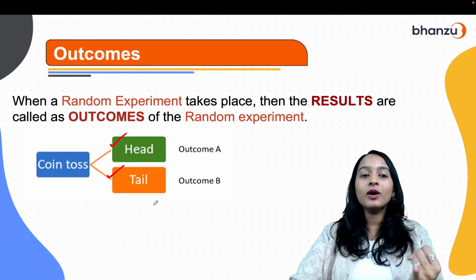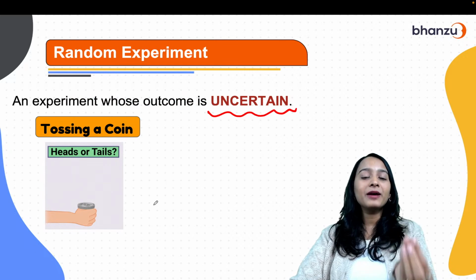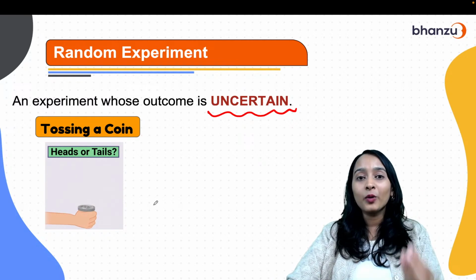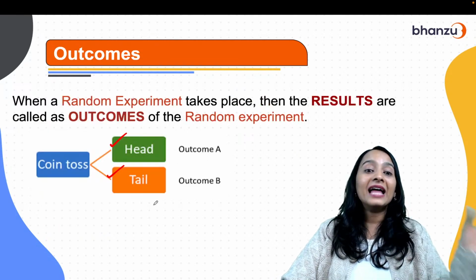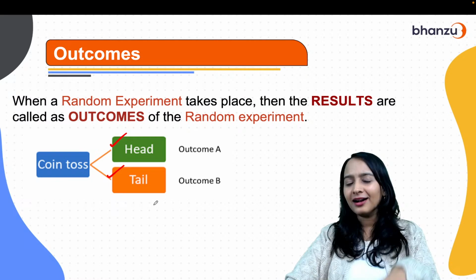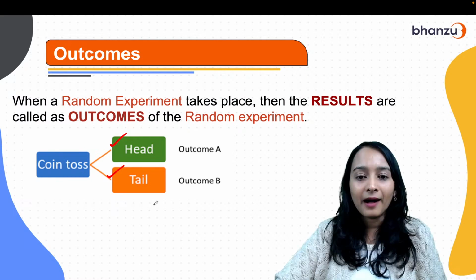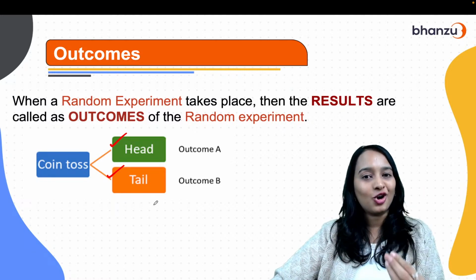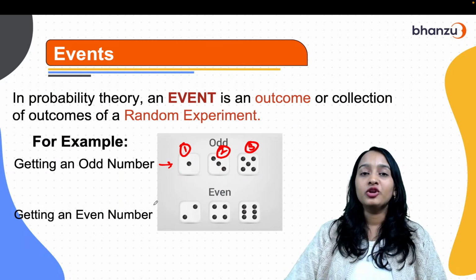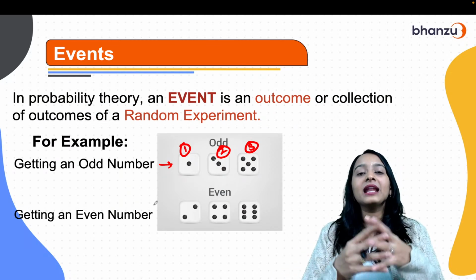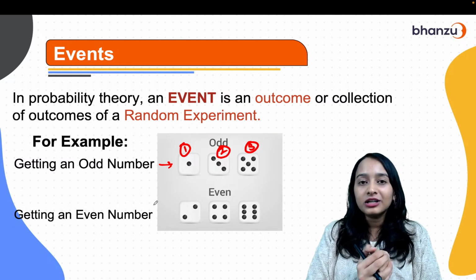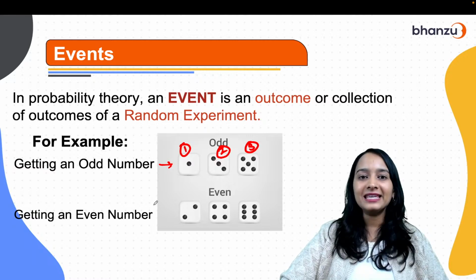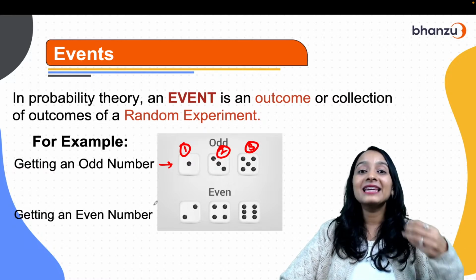Alright. So now we know what a random experiment is. It's an experiment whose result is uncertain. You're not sure what is going to come as a result. And instead of saying result, we are going to say outcome. The results of a random experiment are called outcomes. And then you have events. It is nothing but an outcome or a collection of outcomes of a random experiment. So if I throw a dice, getting 6, an even number, is an event that has just occurred.